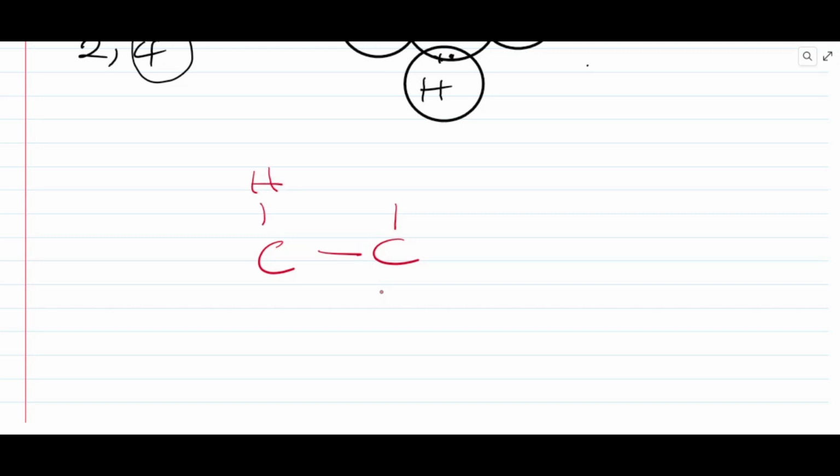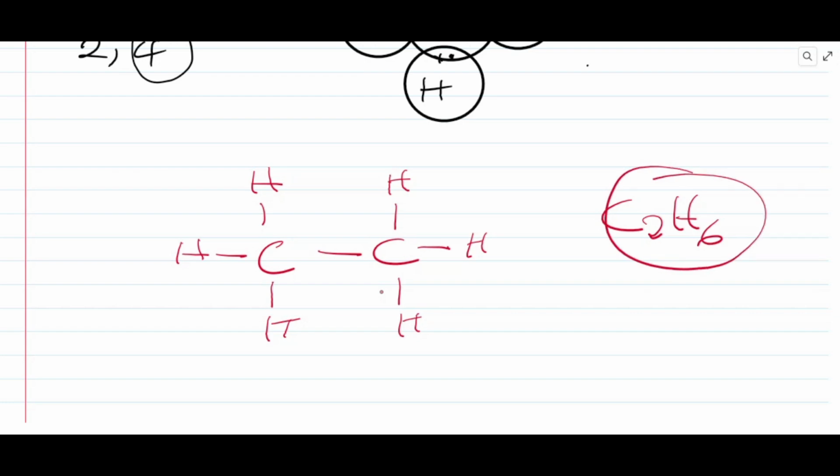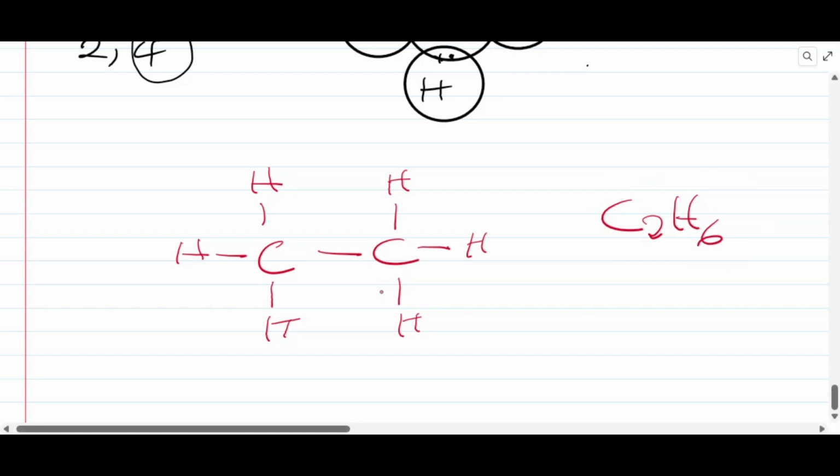C2H6 is ethane. So they ask you to draw the shell diagram for ethane. They give you this, or they just say C2H6. The first step is to convert this molecular formula to the displayed formula. So when you know the displayed formula, then convert the single bond to what? To electron pair, like what we did last time.